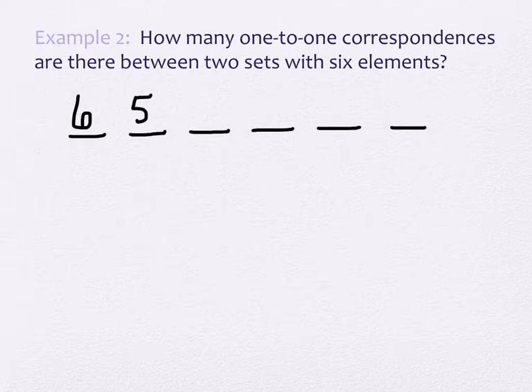Young lady number 3 now comes in the door. How many choices does she have? 4. And we see the pattern developing very quickly. What do I put in my next 3 lines? 3, 2, and 1. And what we need to do with these numbers is we need to multiply them together.